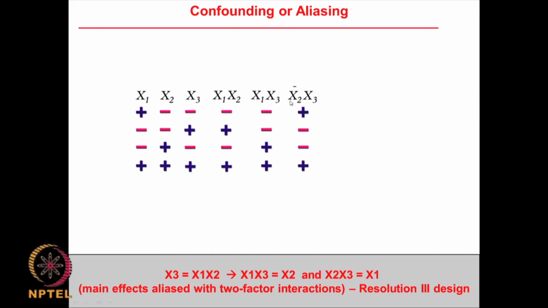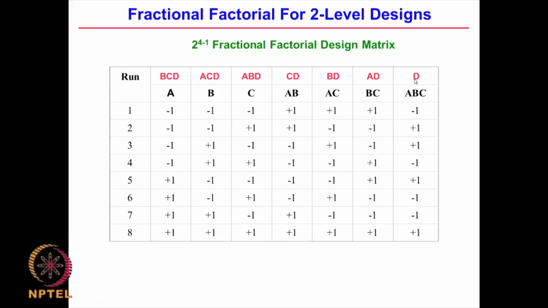So, we do not want that, but if the main effects are aliased with 3 factor interactions, then it is okay. Like in our previous problem, we have the main effects aliased with 3 factor interactions, but there is an interaction between the 2 factors, a 2 factor interaction. Now this design is called a resolution 4 design, because here ABC is equal to D.